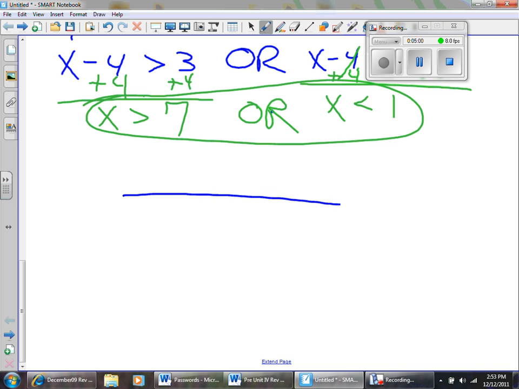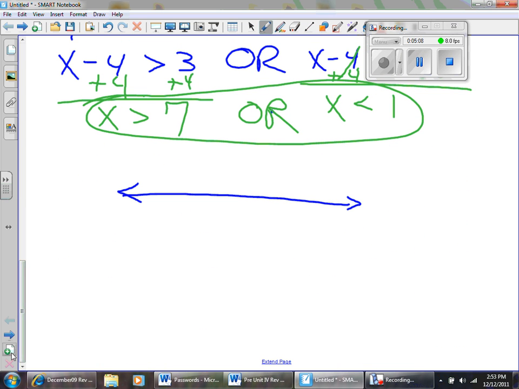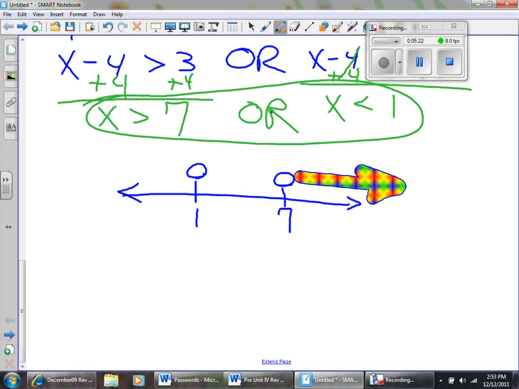So on my number line, let me just check, make sure I don't have a sign error there. Now I'm doubting myself. Nope, it is positive 1. I'm good. All right, so I put positive 1 on. It's an open circle, open point. I put positive 7 on. It's an open point. And I know that ORs shade this way and this way.